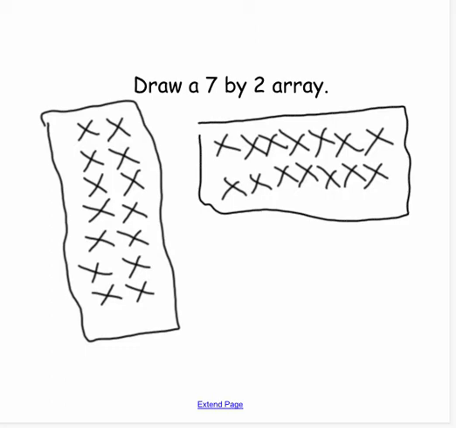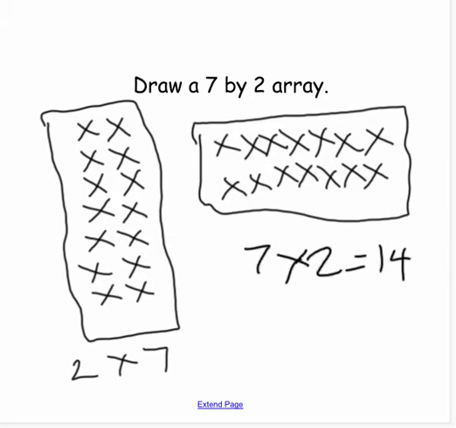Just like with addition, we have a turnaround rule. We have the same thing with multiplication. So again, this one would be a 2 by 7 array. I could also say it's a 7 by 2 array. In both cases, we get an answer of 14.